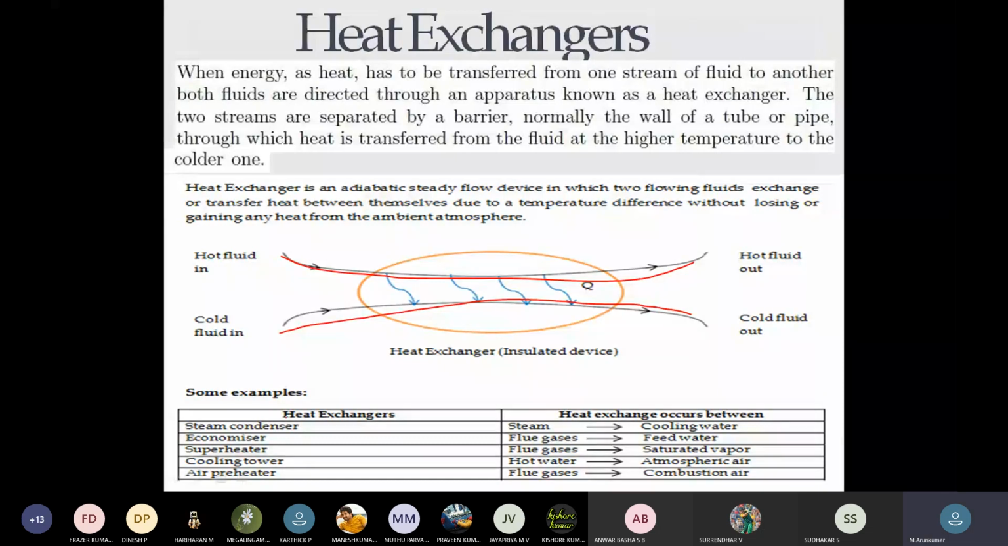There is the steam condenser. In this steam condenser, heat exchange occurs between steam and cooling water, right? Actually, you know very well steam is at high temperature. This heat is transferred to the cooling water in the steam condenser. Then we have the economizer. In that economizer heat exchanger, the flue gases transfer heat to the feed water. Then in the superheater also there is flue gas. That flue gas is at high temperature, and that heat is transferred to the saturated vapor.